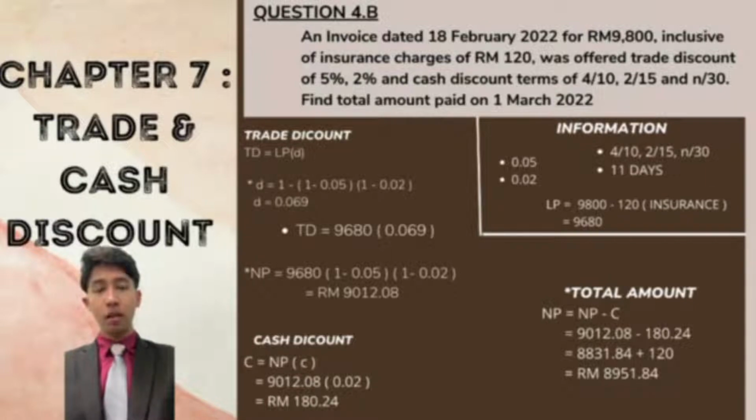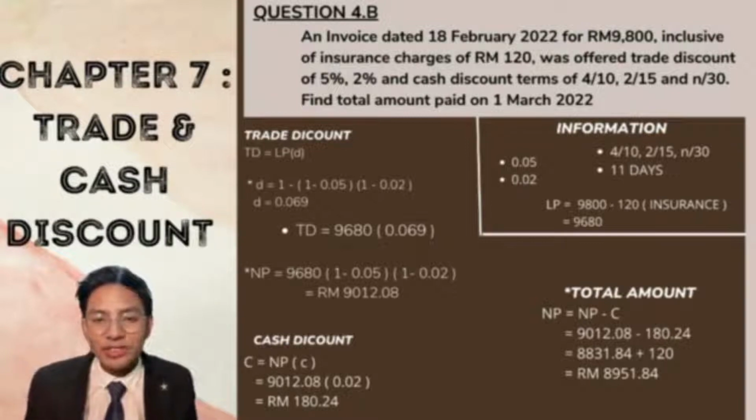After that, we can do the calculations, which is 9,680 ringgit multiplied by 0.069, and the final answer is 667 ringgit and 92 cents. For the net price, we use the formula NP equal LP minus TD, which is 9,680 ringgit minus 667 ringgit and 92 cents, and we will get the net price 9,012 ringgit and 8 cents.